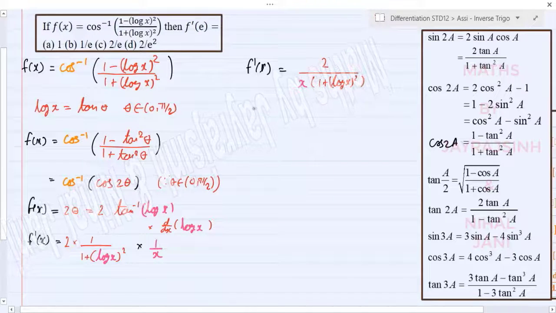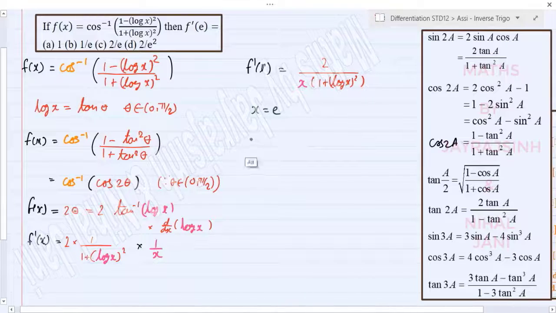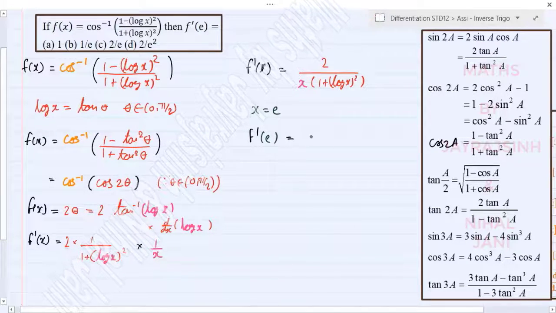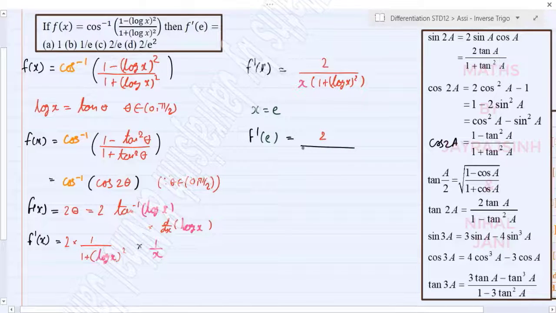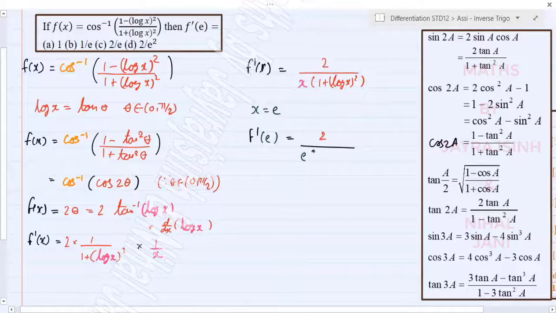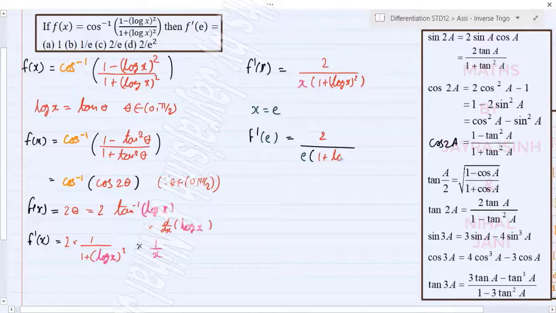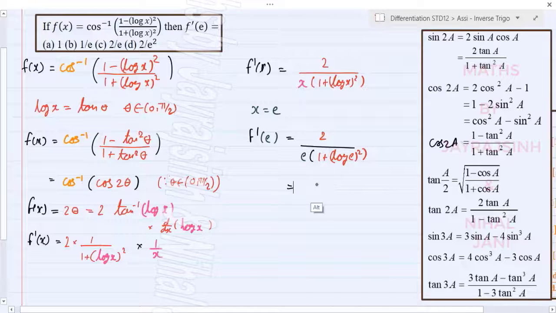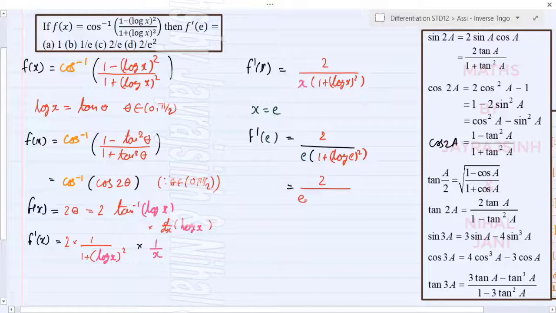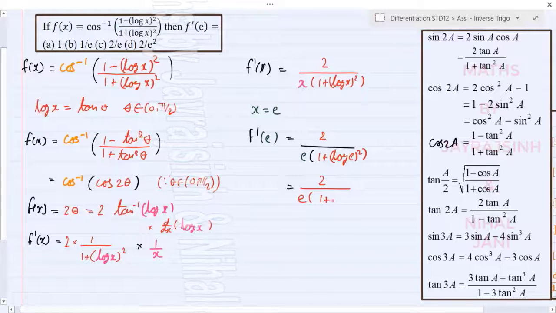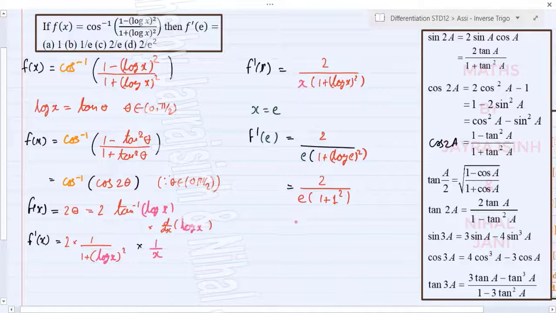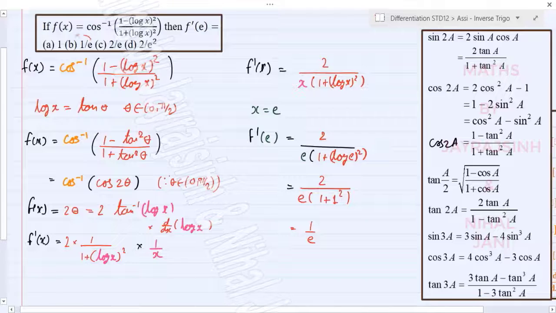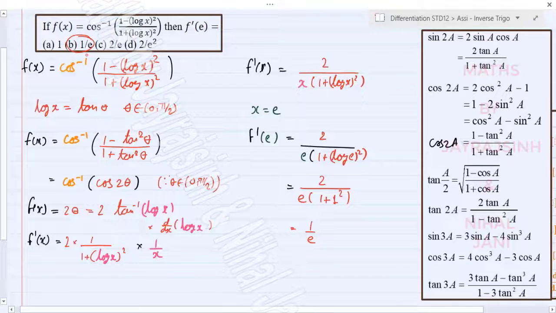Now to get f dash e, just place x is equal to e. So we'll get f dash e is equal to 2 upon, instead of x we have to put e, into (1 plus log e) square. So we can simplify it as 1 plus, instead of log e we just have to put 1, square. So here we'll get 1 upon e as the final answer, which is given in B. Ta-da!